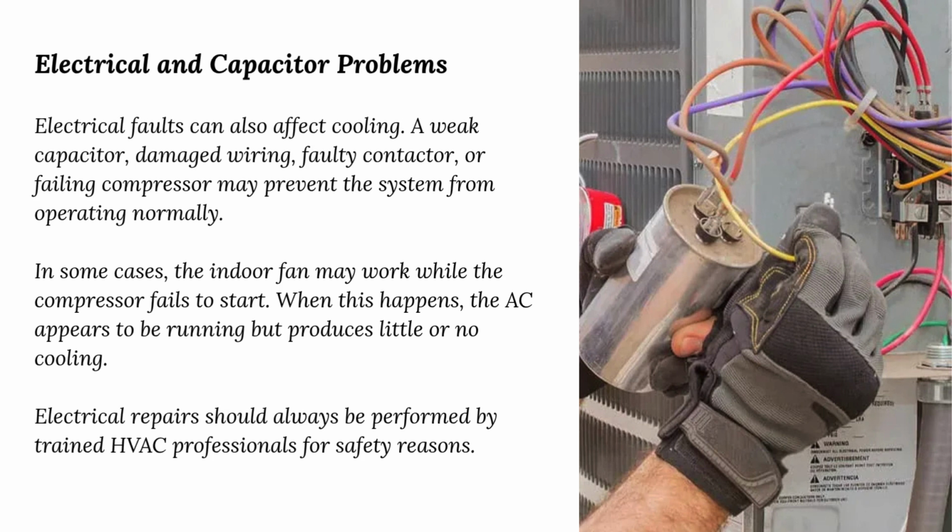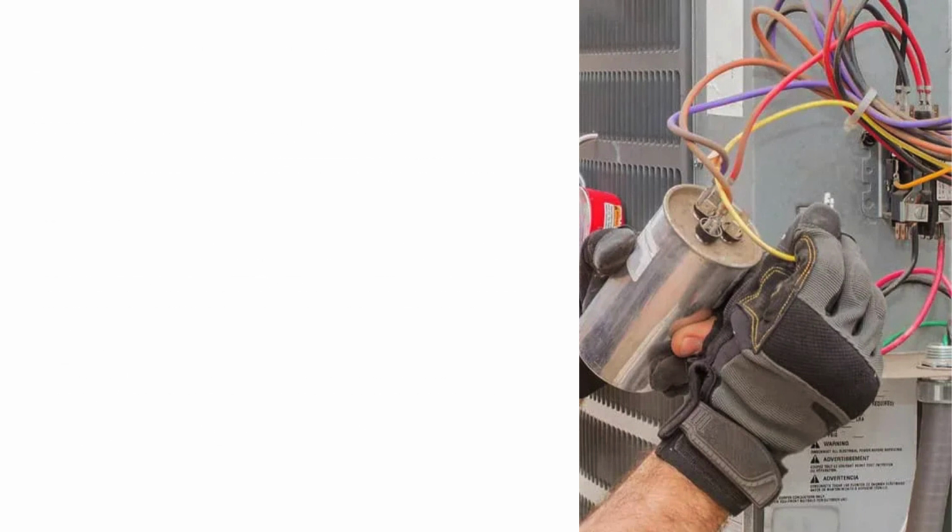Electrical and capacitor problems. Electrical faults can also affect cooling. A weak capacitor, damaged wiring, faulty contactor, or failing compressor may prevent the system from operating normally. In some cases, the indoor fan may work while the compressor fails to start. When this happens, the AC appears to be running but produces little or no cooling. Electrical repairs should always be performed by trained HVAC professionals for safety reasons.